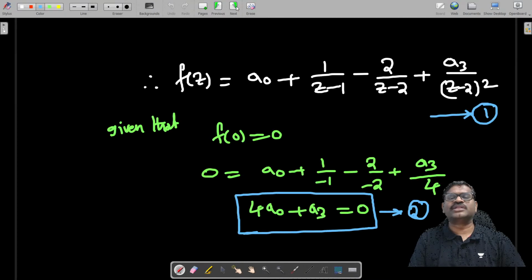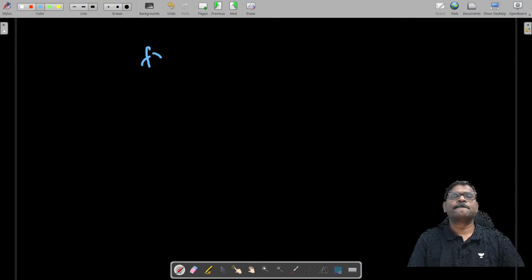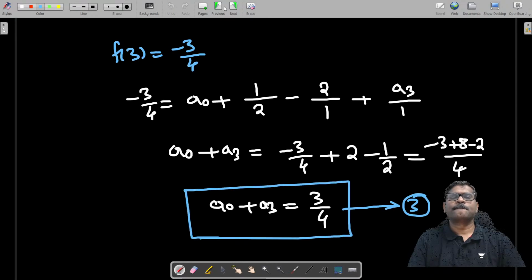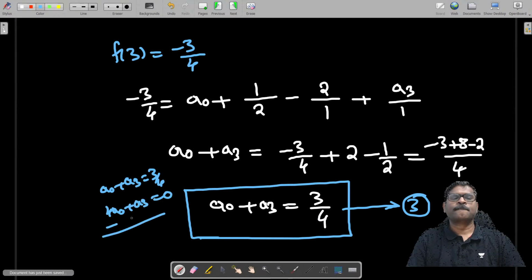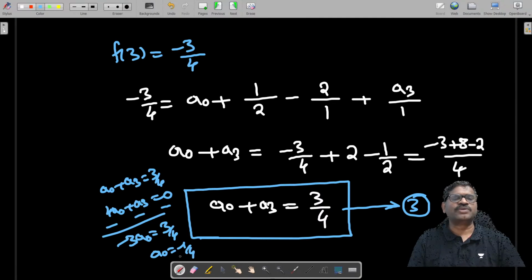From 2 and 3, a naught equals minus 1 by 4. Okay? A naught equals minus 1 by 4, and a3 equals 1.